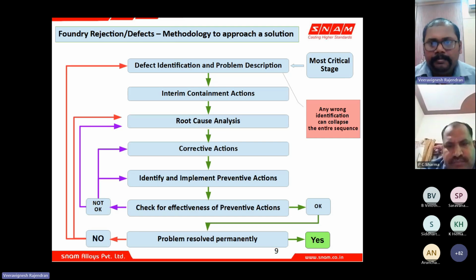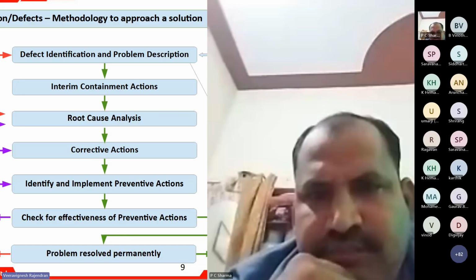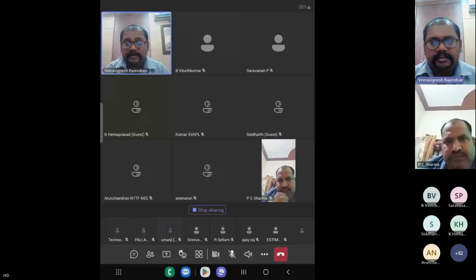So the problem description is to be made in such a way that anybody who is going to become a part of that problem solving team is going to understand the exact picture the way you have understood it. Okay. Next comes the interim containment actions.